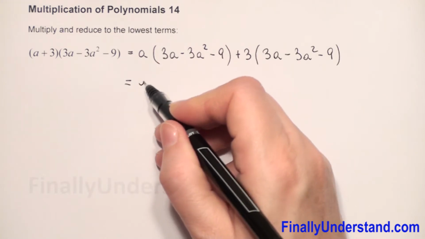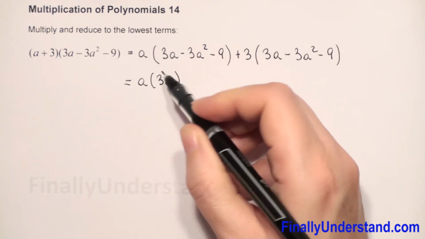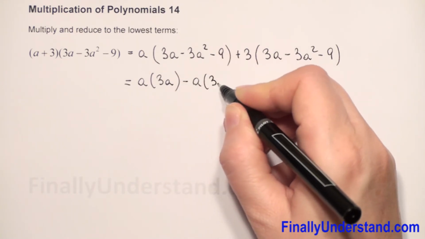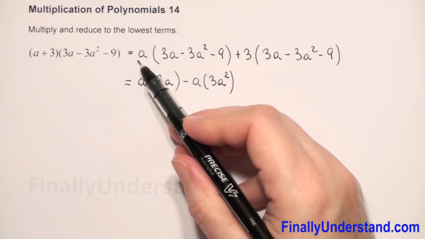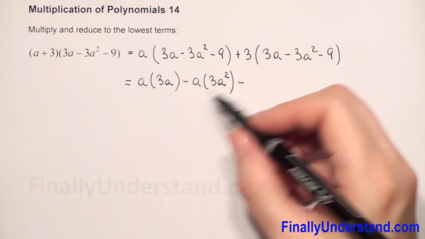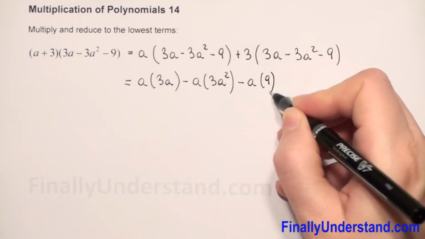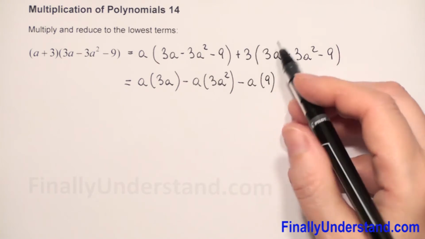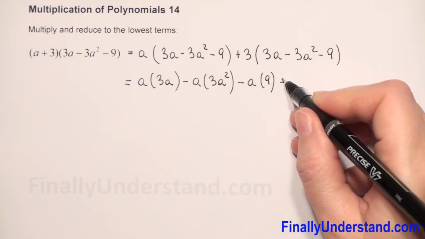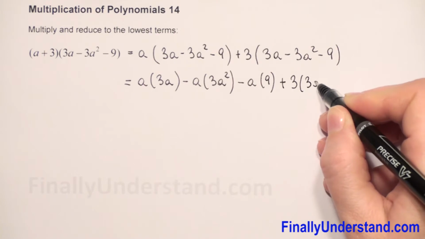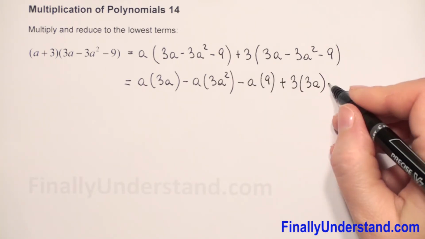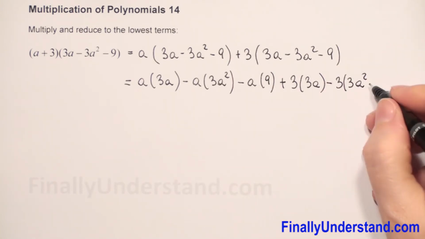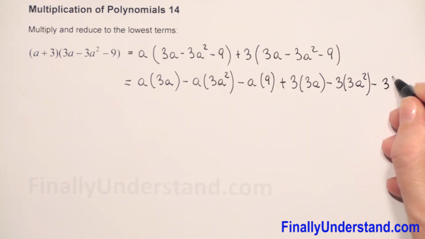So we have a times 3a. Next, positive times negative gives me negative. And we have a times 3a squared. Positive times negative, so it will be negative. A times 9. So next, we do the same with the second expression. 3 times 3a. Positive, so it will be positive. 3 times 3a squared. Positive times negative, so it will be negative. 3 times 9.